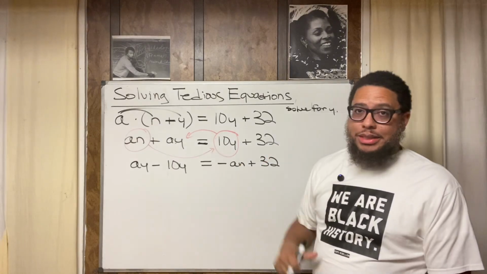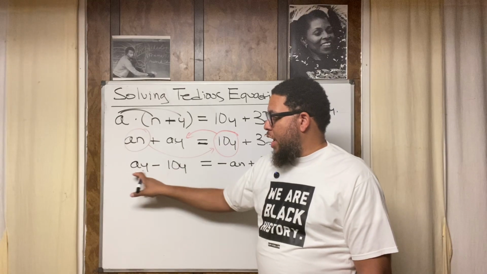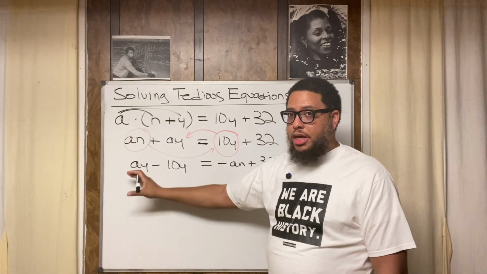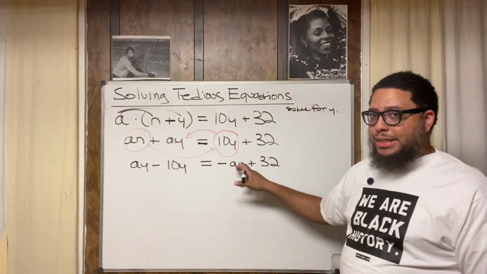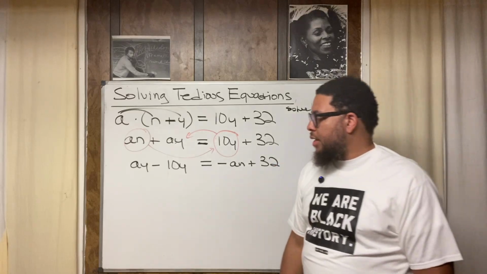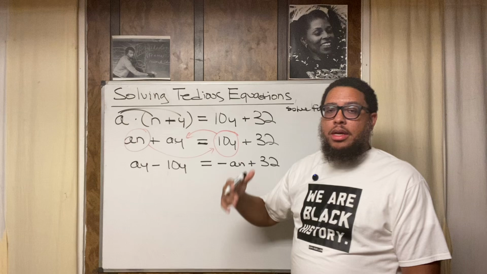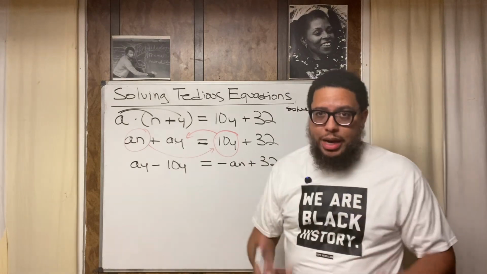All right, another thing I want to say is this. It wouldn't have made a difference if I'd have written it as negative 10Y plus AY, as long as they're on the same side with the correct signs. Just like over here, I could have written 32 minus AN, right? Now, I call this tedious because it requires a lot of steps. If nobody ever told you how to do this, you won't know how to do it, but I'm going to tell you how to do it.